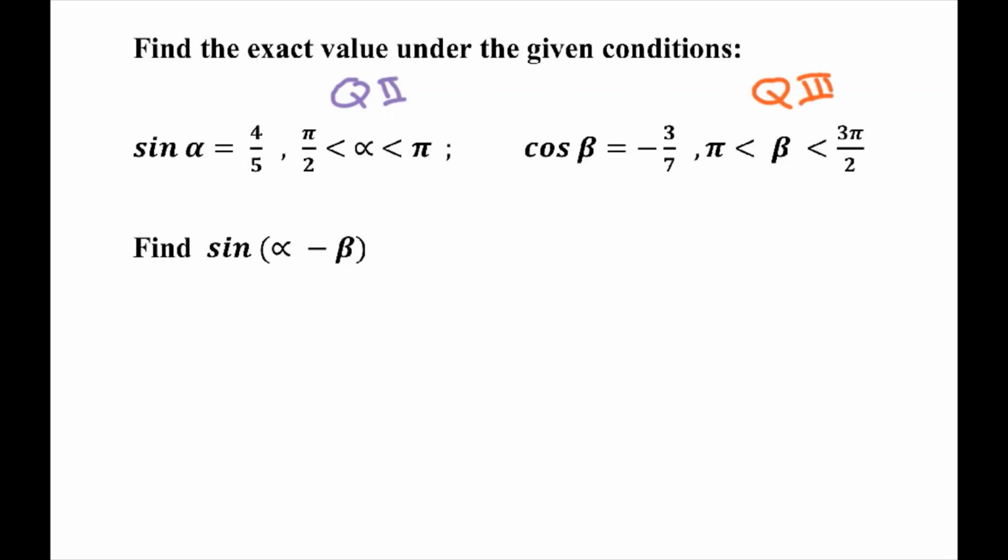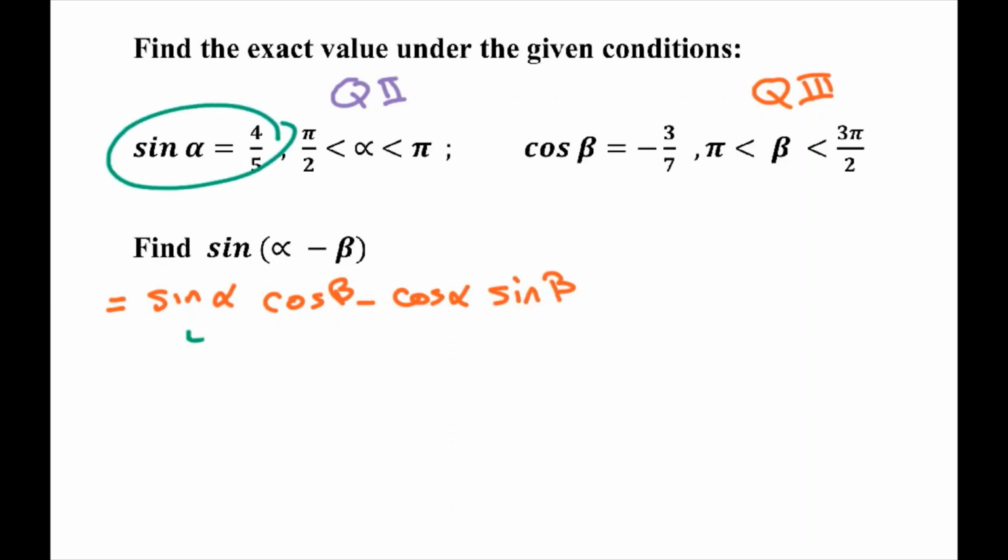Now, okay, so let's try to find out. We need to look at the formula. So the formula for sine alpha minus beta equals sine alpha cosine beta minus cosine alpha sine beta, right? Now, they already gave me sine alpha, which is 4 over 5.